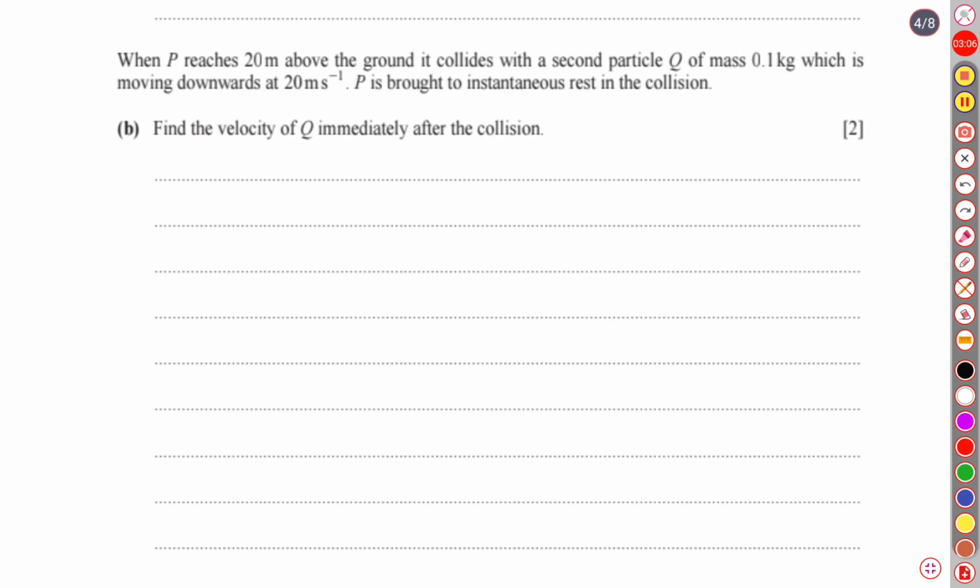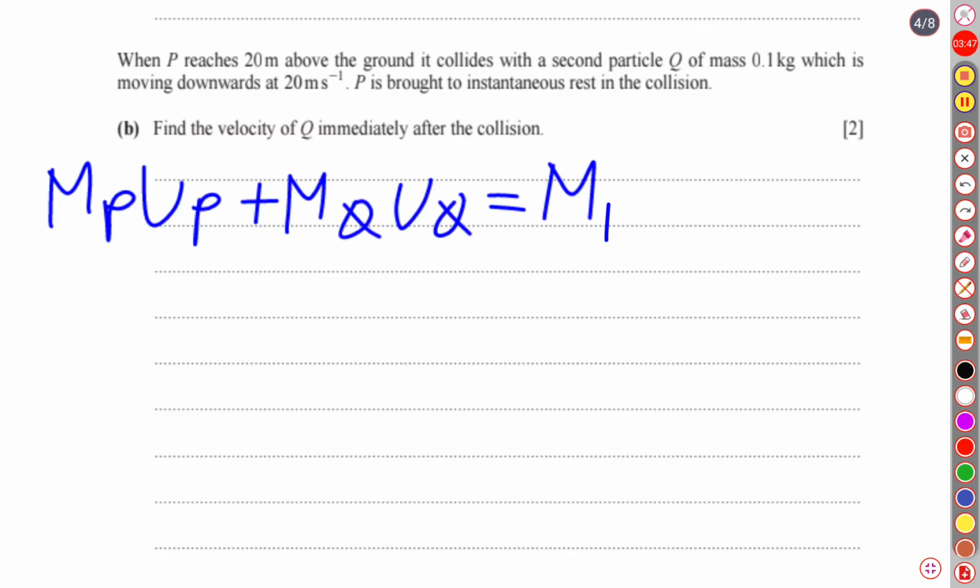All of us are well aware of the concept that when there is a question of collision of two moving particles, that means two particles moving simultaneously and colliding with each other, then we simply apply the concept of the conservation of momentum. So let's start writing the conservation of momentum. The formula is mp into up plus mq, the second particle is Q, mq into the initial velocity of Q is equal to mp into final velocity of P plus mq into final velocity of Q.